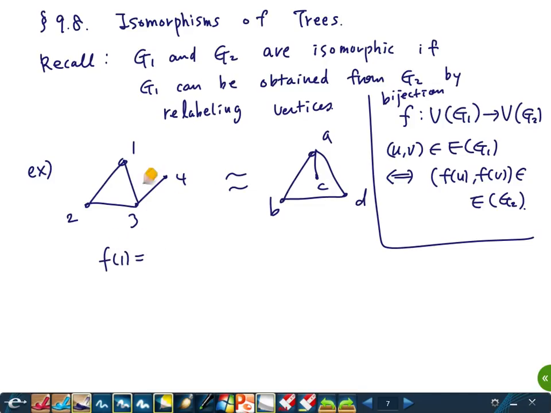F1, maybe F4, you can focus on F4. 4 is the only vertex of degree 1, so we should send this to C. 1 should go to B or D, F2 should go to D, F3 should go to A. It's like that. And this is a bijection, and we have 2 vertices adjacent if and only if their images under F are adjacent. So after relabeling, they look exactly the same. That's what isomorphism means.